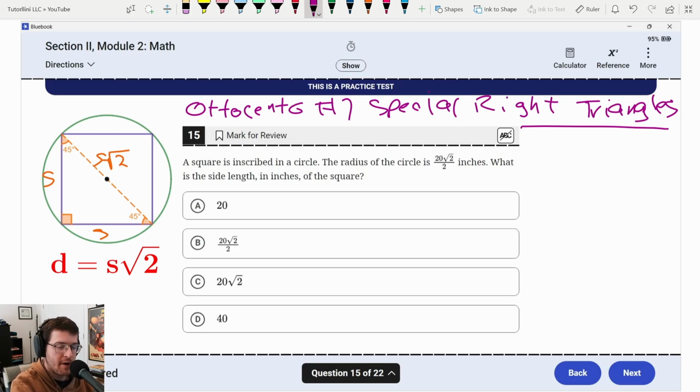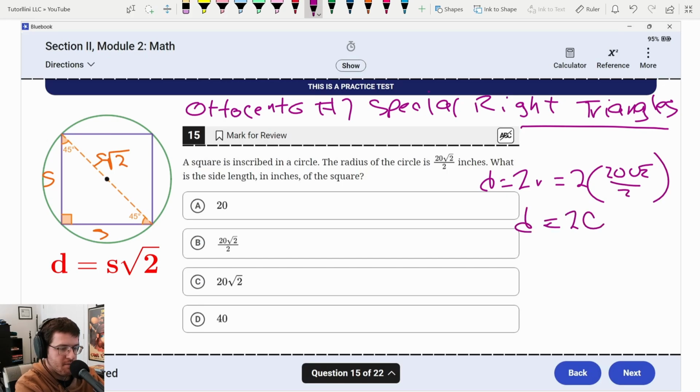So we've got a square inside a circle. The concept I want you to understand is that the diagonal of the square is a diameter, and squares, when cut along their diagonal, are 45-45-90 triangles. So if you look at the reference sheet, the diameter is equal to s root 2. They tell us the radius, so the diameter is 2 times the radius. So 2 times 20 root 2 over 2. So the diameter is 20 root 2.